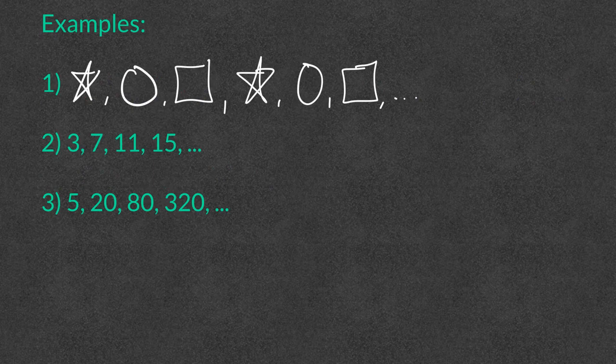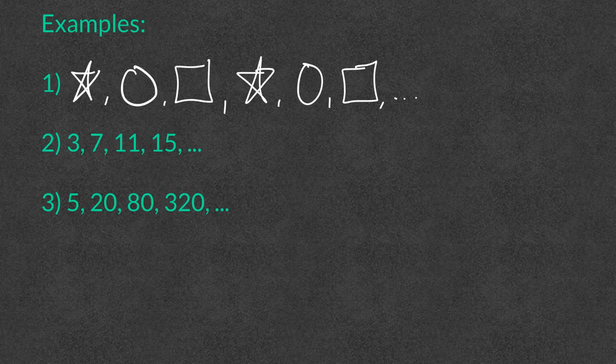An example of a sequence that is a list of objects is shapes. Star, circle, square, star, circle, square. You can obviously identify the pattern. Another sequence is a list of numbers. Take a look at example number 2.